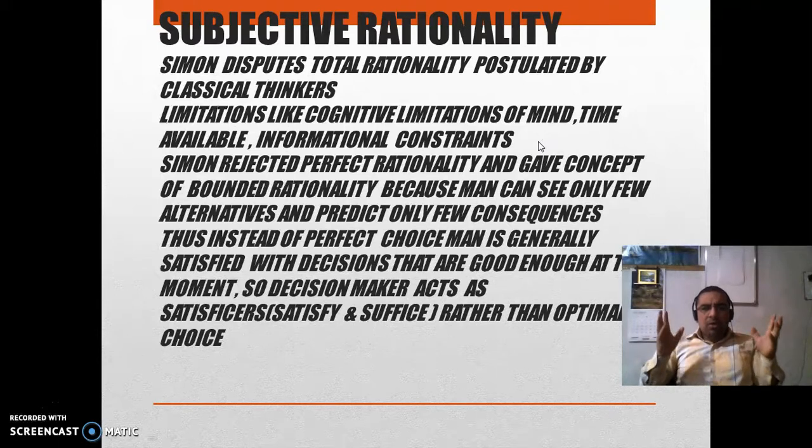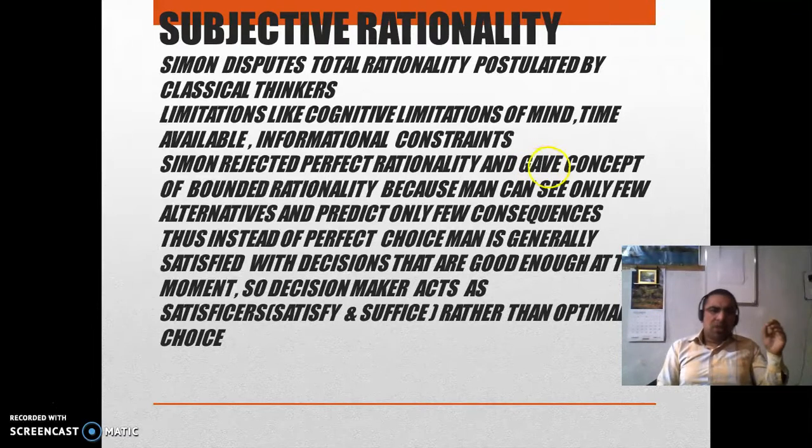Then there is the time available. Sometimes less time is available, you have to take a decision. Then there are informational constraints. You don't know about this alternative, you don't know what you will get ahead. Like I said earlier, for example you are feeling bored, so you will go to a picnic, or you have to choose. You will go to a picnic, you will go to a restaurant, you will go to meet a friend, or you will go to movies. So there are informational constraints.